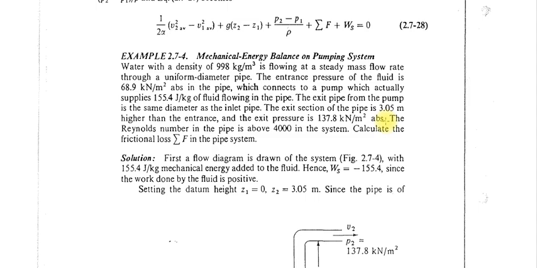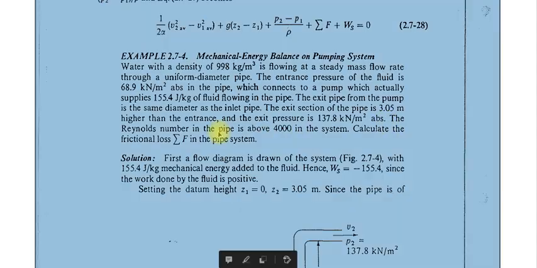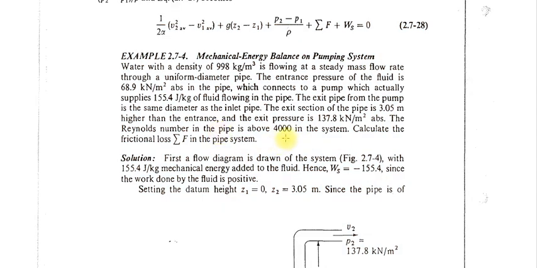ABS means absolute pressure. The Reynolds number of the pipe is above 4000, so here you can assume turbulent flow. The Reynolds number is already given, so you can assume turbulent flow. Now they are asking to calculate the friction losses, delta F. Okay, so here all the things are given.